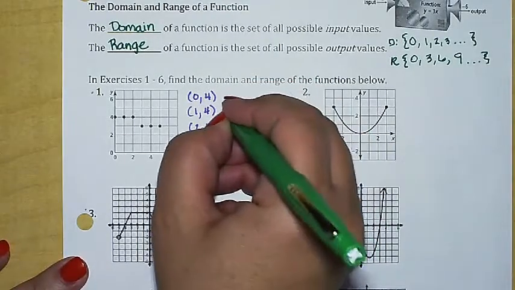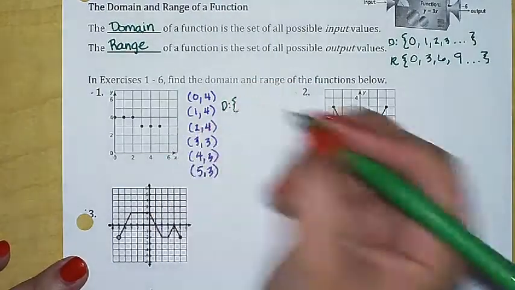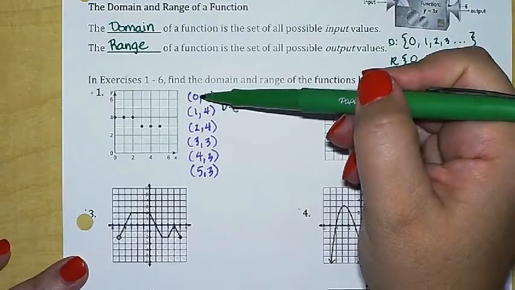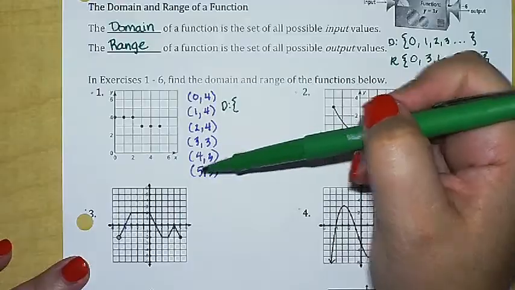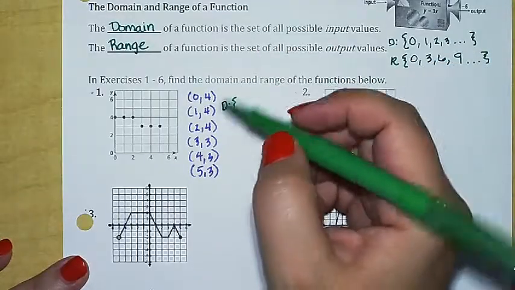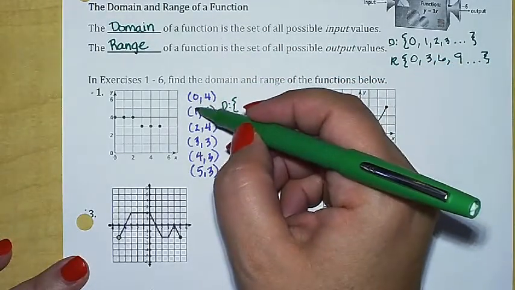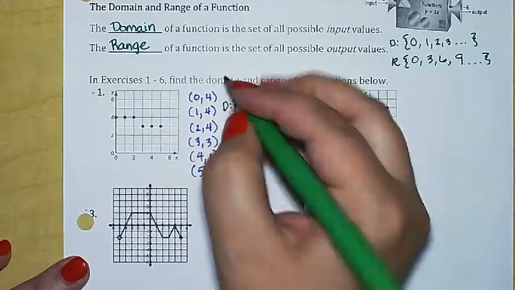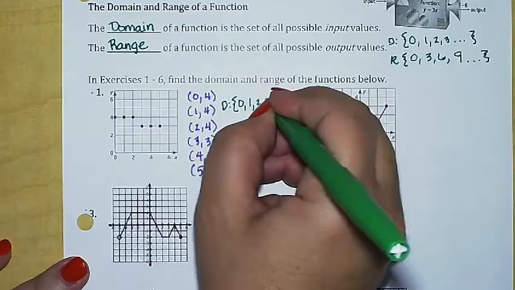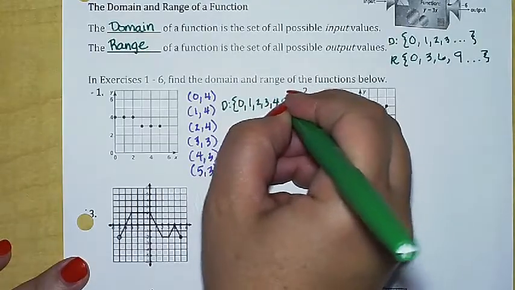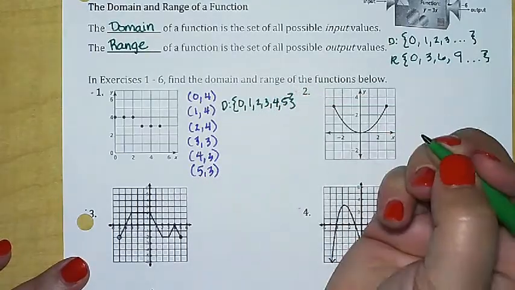If I want to state what is the domain, then I want to open a set of numbers and list every X coordinate that had a point on it, which is essentially what I did when I made those ordered pairs. So it looks like I had a point at 0, 1, 2, 3, 4, and 5. So that is my domain, and only that. So there's our domain.